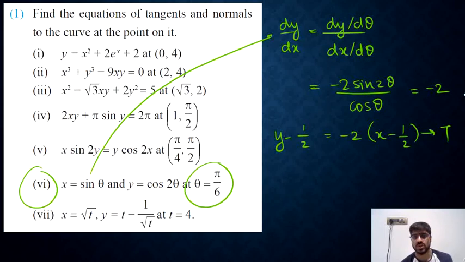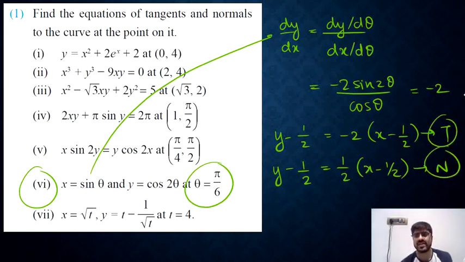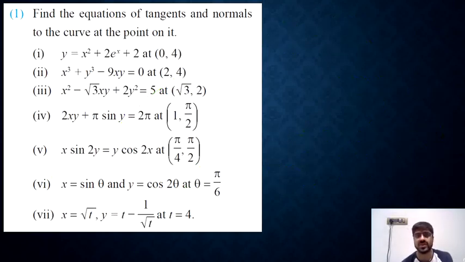Simplify that to get the equation of your tangent, and the equation of your normal will similarly be y minus 1 by 2 equal to, the slope will be the negative reciprocal of this, which is 1 by 2, into x minus half. And that's the equation of your normal. Simplify that to get the proper linear equations in the form ax plus by plus c equal to 0. But like I said, I'm leaving that work up to you. And these are the equations of your tangents and normals for the sixth question.